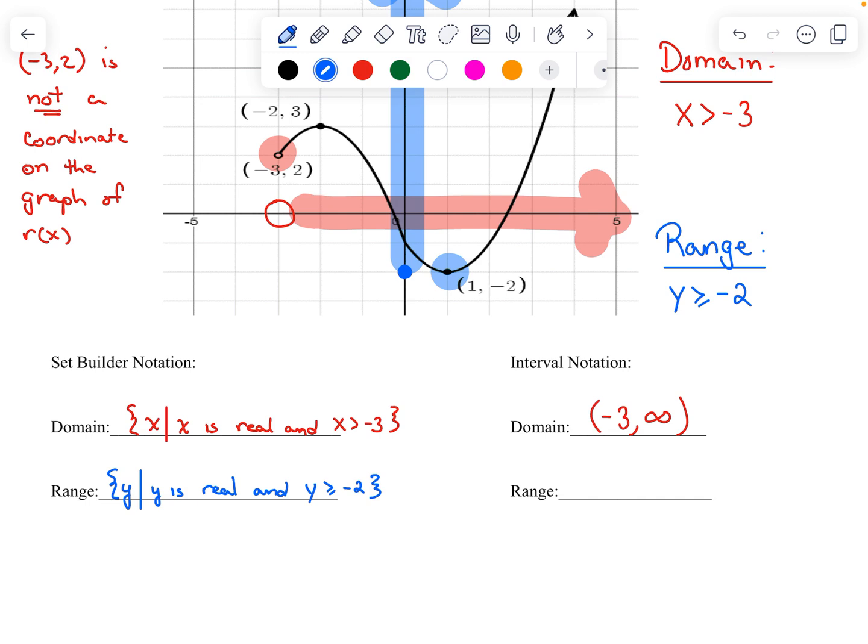For the range, -2 is the lower bound, and -2 is included in the range. So I'm going to write a bracket before the -2, and since the function increases forever, that's going to be followed by an infinity symbol. And we are done.